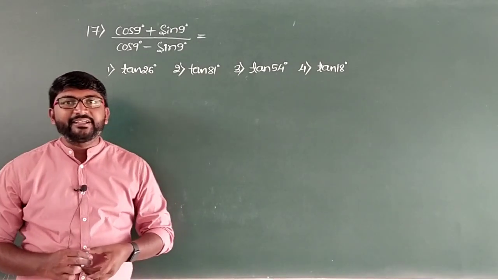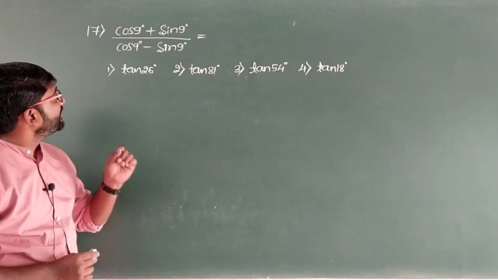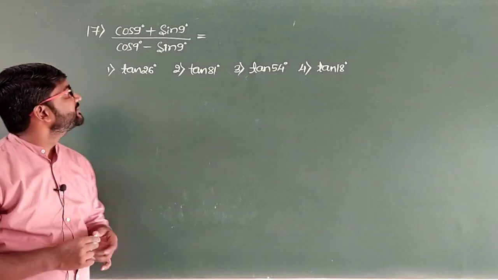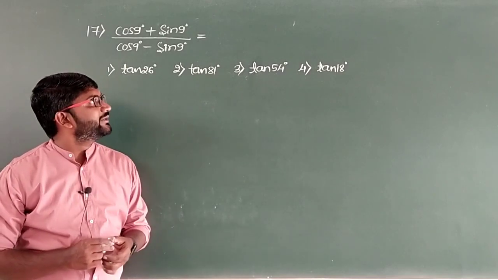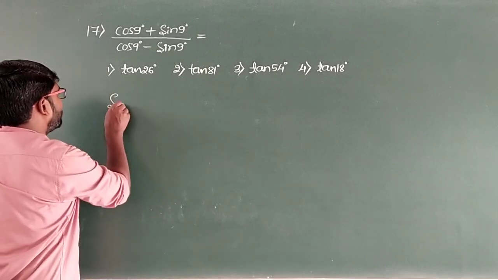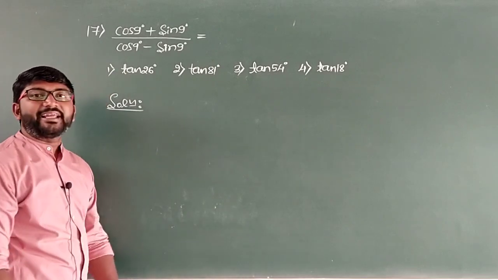Well, question number 17: cos 9 degree plus sin 9 degree divided by cos 9 degree minus sin 9 degree, which is equals to, the four options are tan 26 degree, tan 81 degree, tan 54 degree and tan 18 degree. So here we have to divide the numerator and the denominator by cos 9 degree.